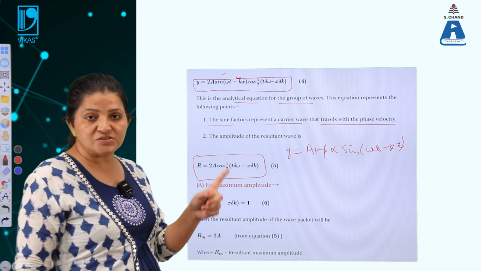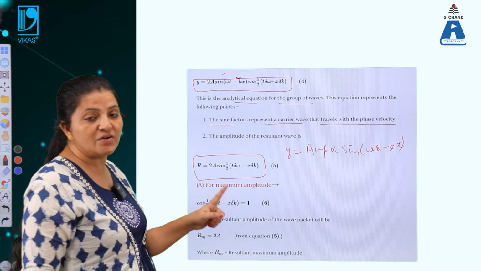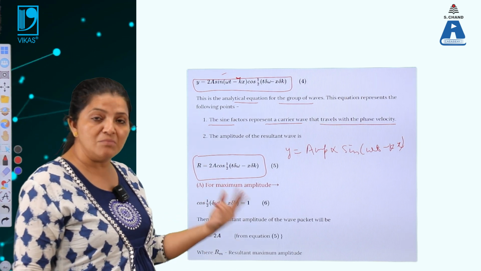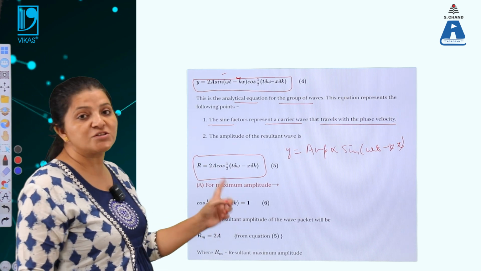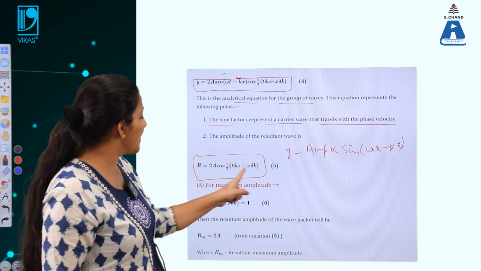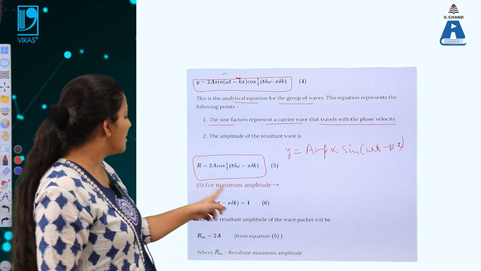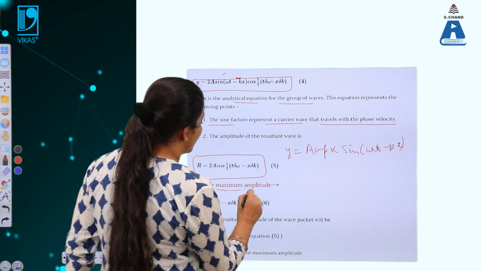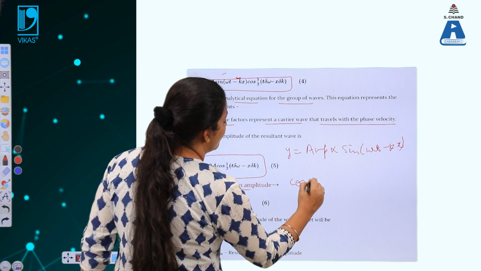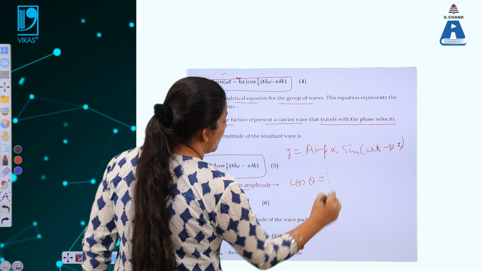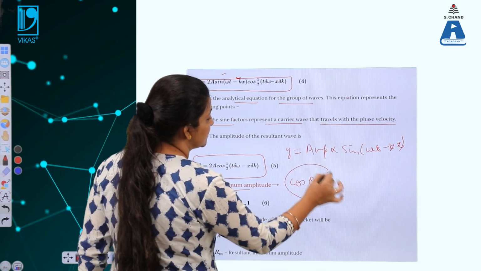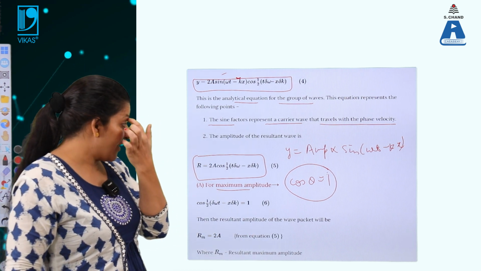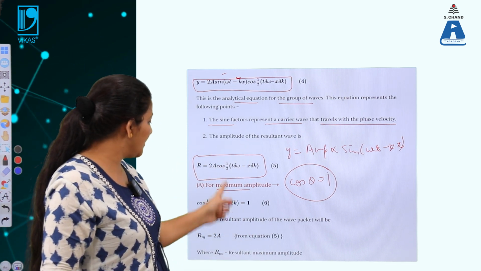Now depending upon constructive interference or destructive interference, this amplitude can be maximum or minimum. Now when the amplitude is maximum, how can this factor be maximum? We know that the maximum value of cos theta equals 1. So cos theta is taken to equal 1. So this is the maximum amplitude for the factor. So now that means this will be equal to 1.